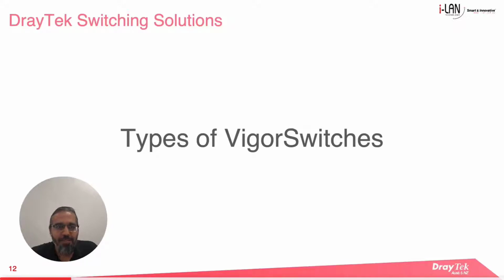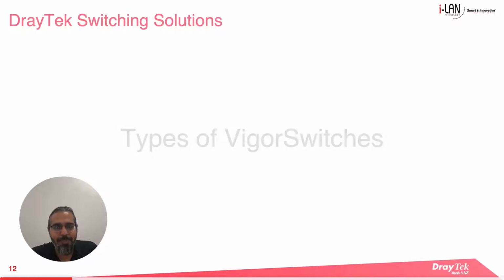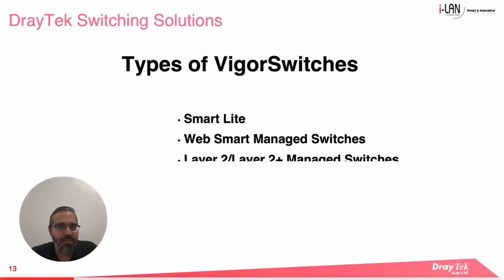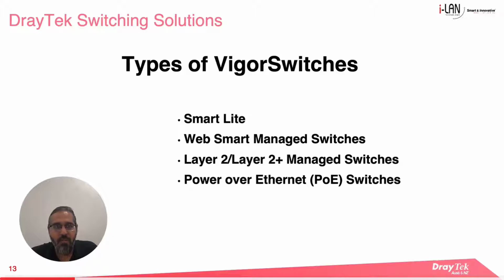Let's now look at the different types of Vigor switches that are now available. We covered the differences between the different types of managed switches previously. Power over Ethernet or PoE switches have the same functions as managed switches, but also supply power to attached devices such as IP cameras, IP phones, and so on over the Ethernet cabling.